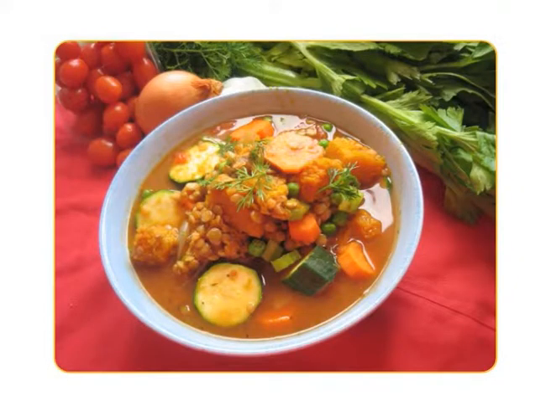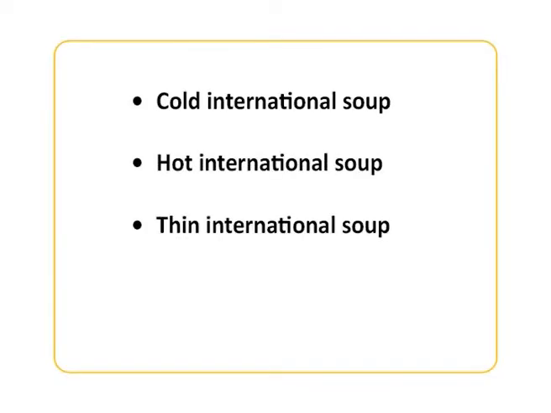Now, we shall discuss the third category of soups, called specialty soup or international soup. Special soups are those that are made with unusual ingredients and are prepared by a distinctive method. So, they are termed as national soups. There are numerous varieties of international soups such as cold, hot, thin or thick, etc.